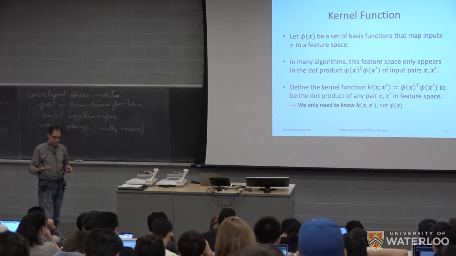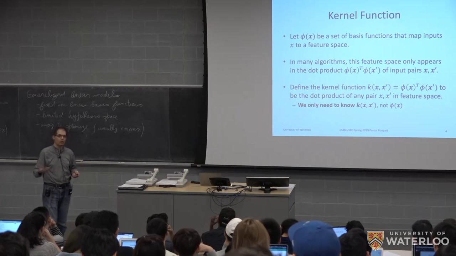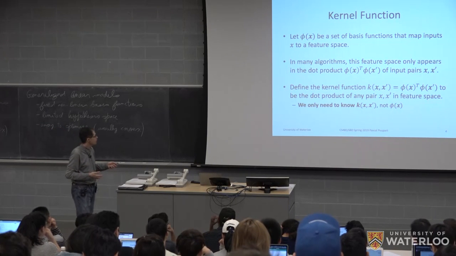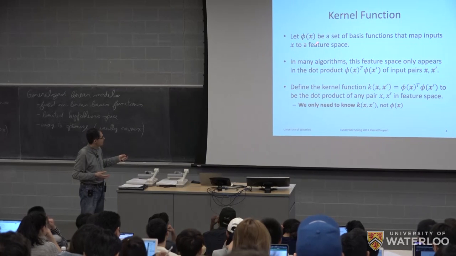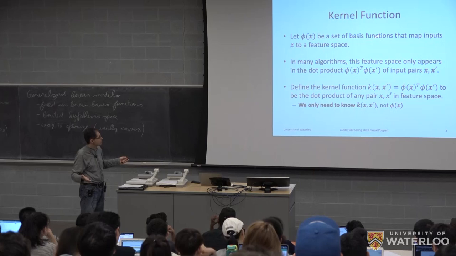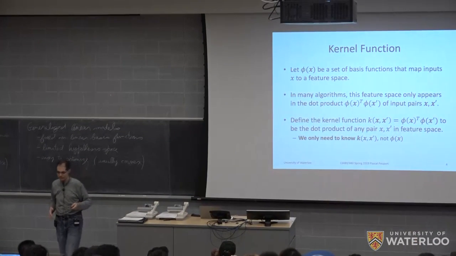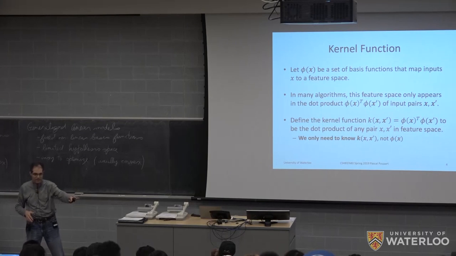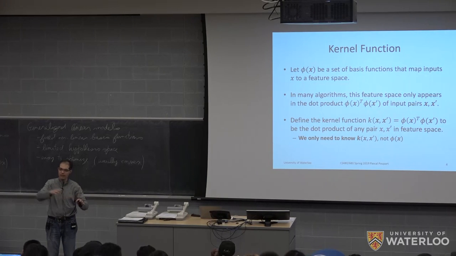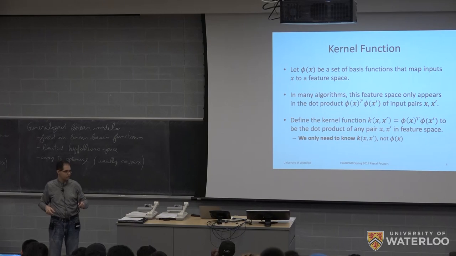Okay, so what is this kernel trick? It relies on this notion of a kernel function. We've already talked about the mapping phi, which is essentially a set of basis functions that map our inputs into a new feature space. So we've got our original space, and we define some basis functions through a mapping phi that takes our data into a new space using some nonlinear functions.